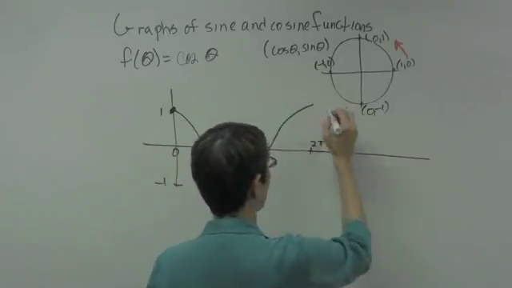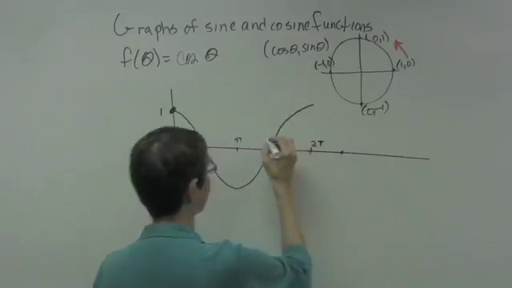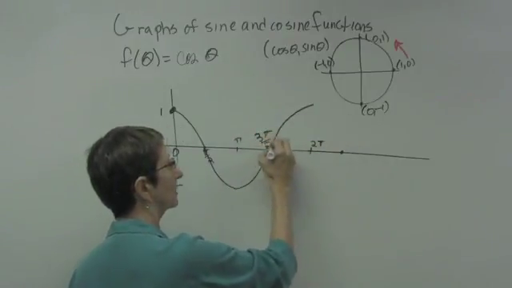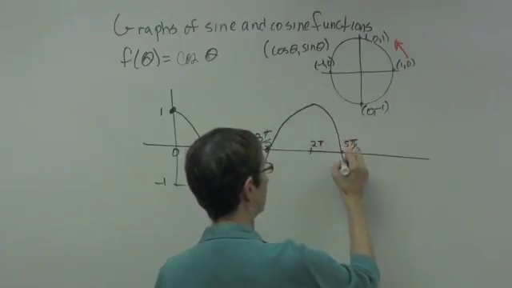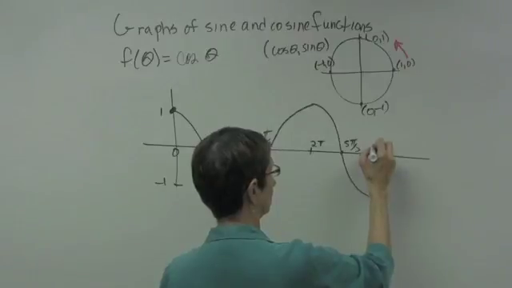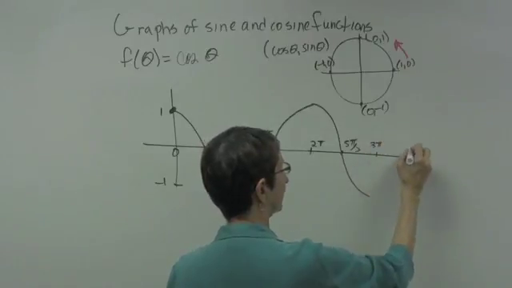Let's keep going. The cosine curve, it looks like, crosses at pi over 2 values. This would be 5 pi over 2, down to 3 pi, and then 7 pi over 2.